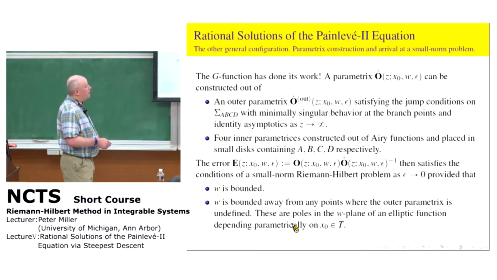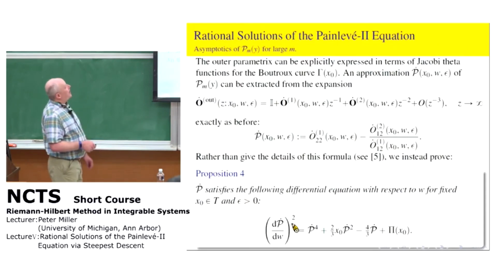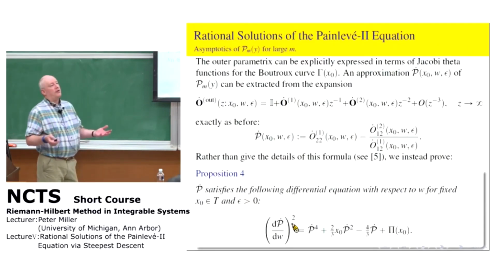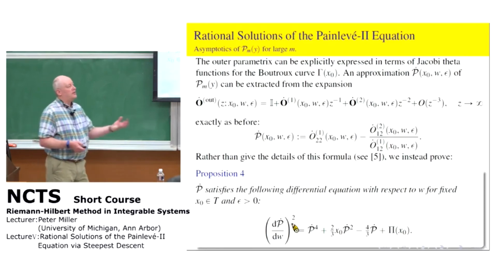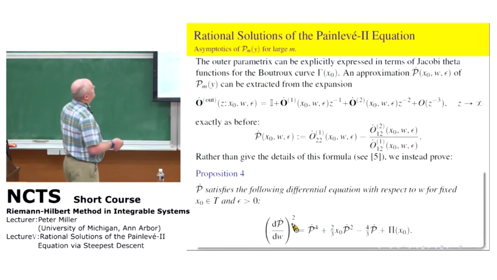That turns out to happen in this problem. Those are the poles in the w plane of an elliptic function that depends parametrically on this point x in the triangle. So when we build the outer parametrix, we run into a problem. There's a denominator which can have zeros. And that denominator is providing us approximate locations of these poles of the Pendulum function in the complex plane.